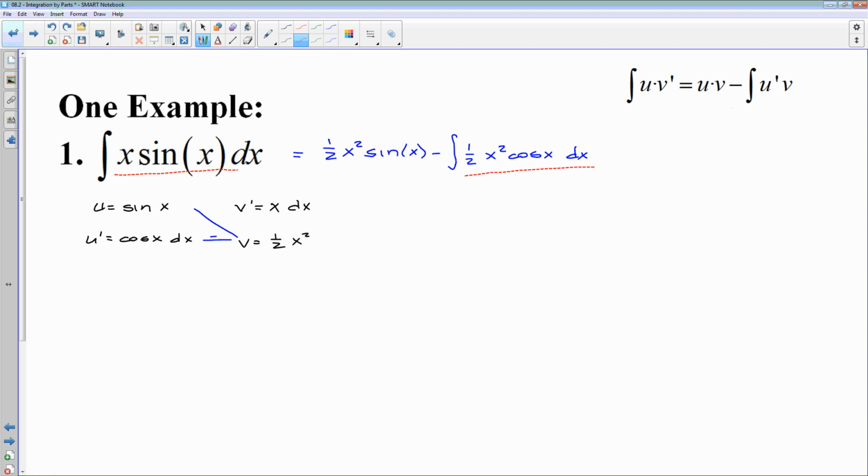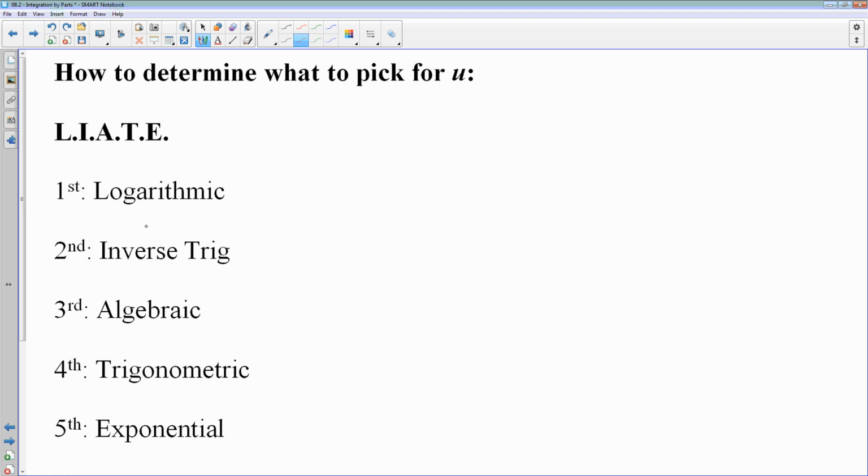So there is a little mnemonic device that will help you determine what to pick for u when integrating by parts. By the way, this has nothing to do with u substitution. This is a different kind of u. But I use the expression LIATE. I can't think of anything for the E. Y'all can create a sentence for that. But I just say LIATE. And these are the things you pick for u in order. First, if you have a logarithmic function, like y equals ln x, so if you have ln x or something like that, then you would use that for your u.